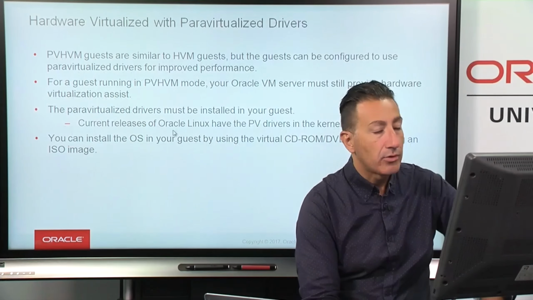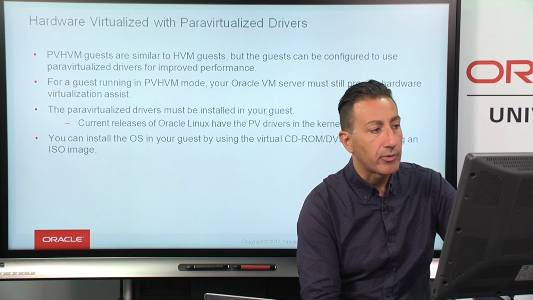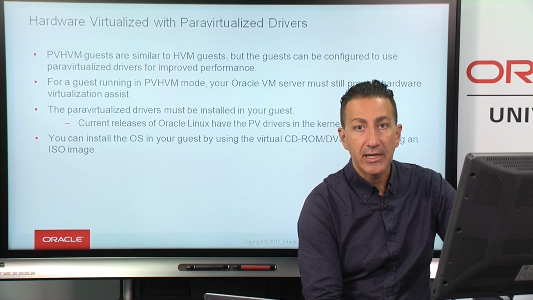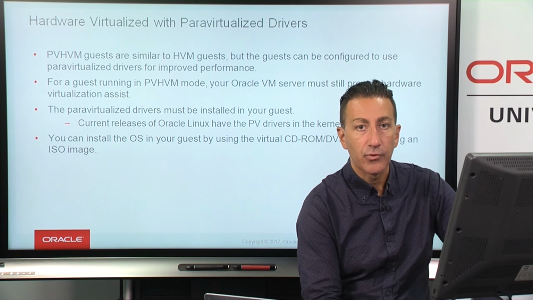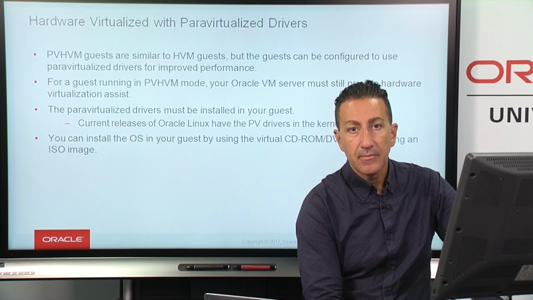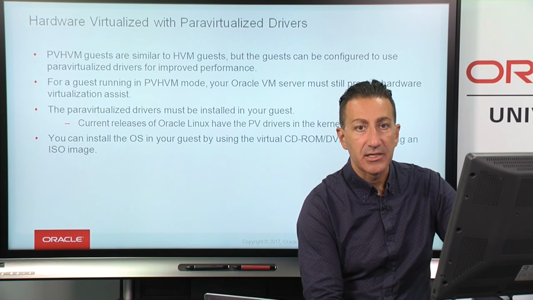The other type of mode is hardware virtualized with a para-virtualized driver. This is the best implementation. The guests are similar to hardware virtualized guests, but they can be configured to use para-virtualized drivers for improved performance and to support more devices attached to the guest OS. For a guest running in HV mode, your Oracle VM server must still provide hardware virtualization assistance, so you need to enable this in the BIOS.